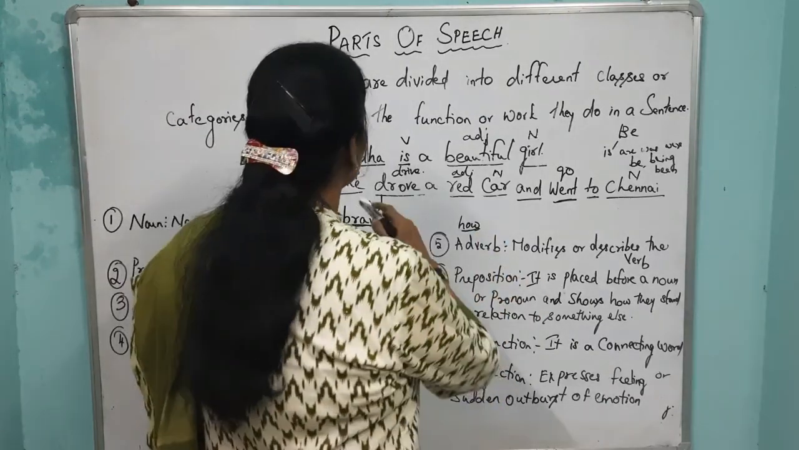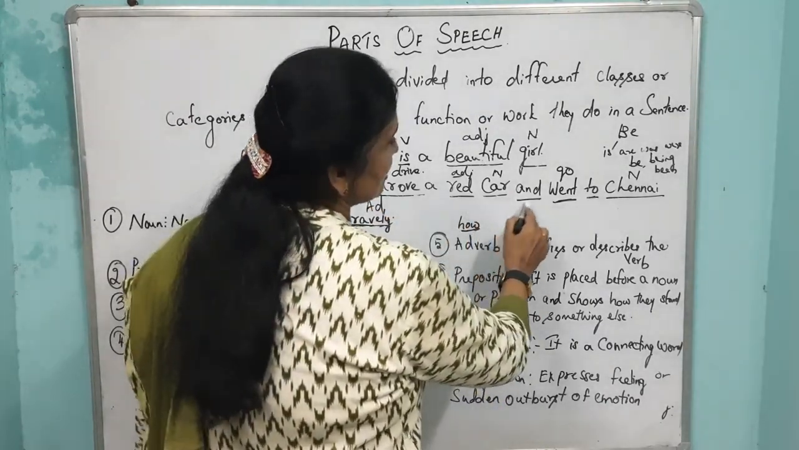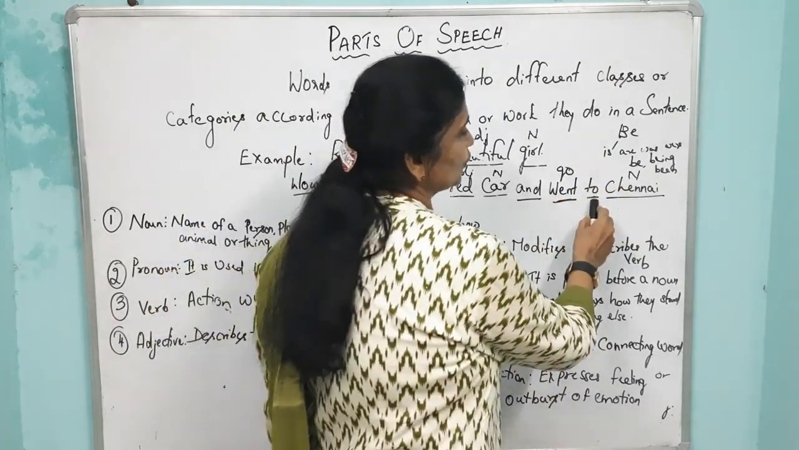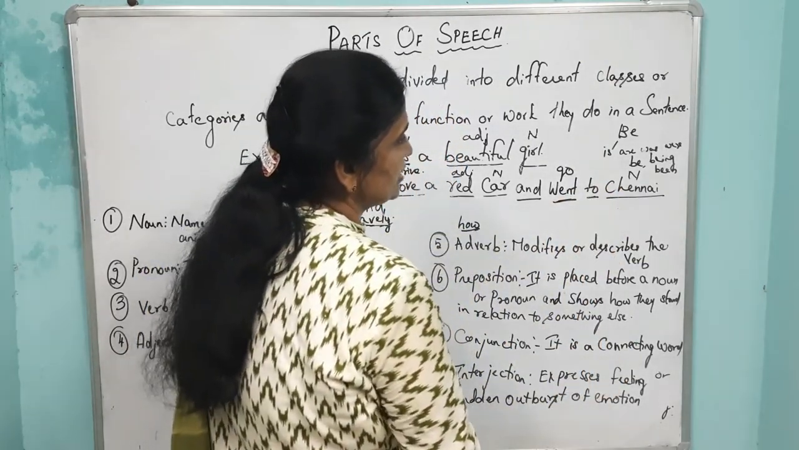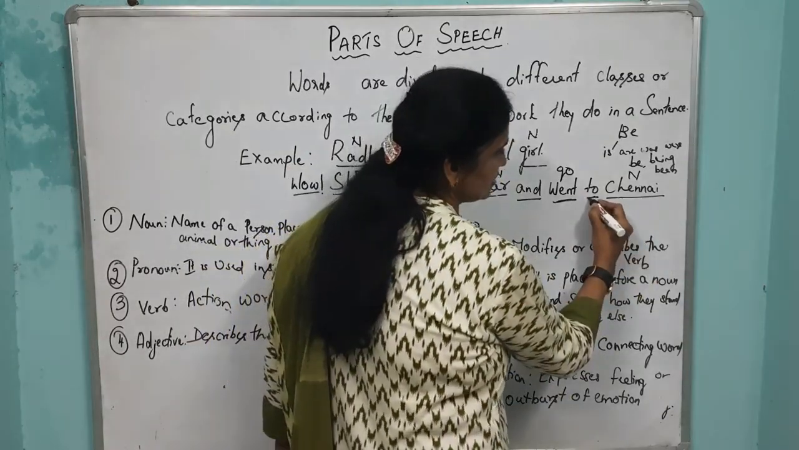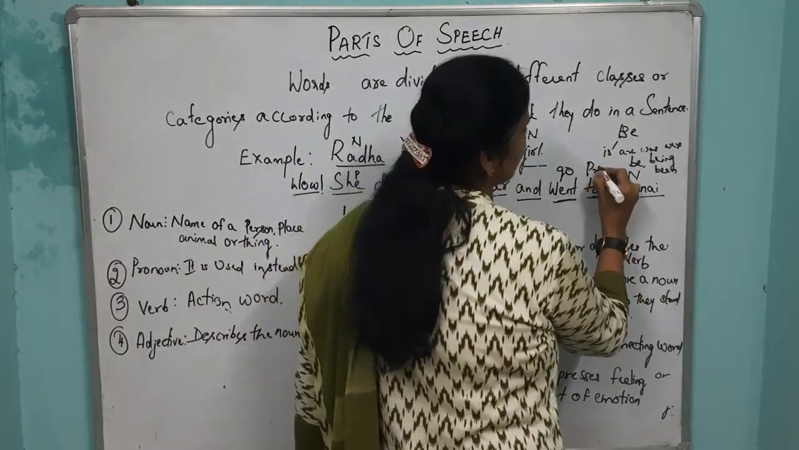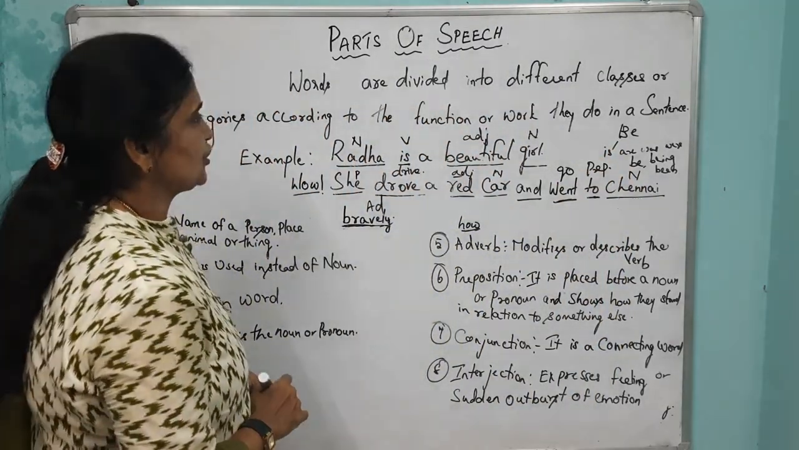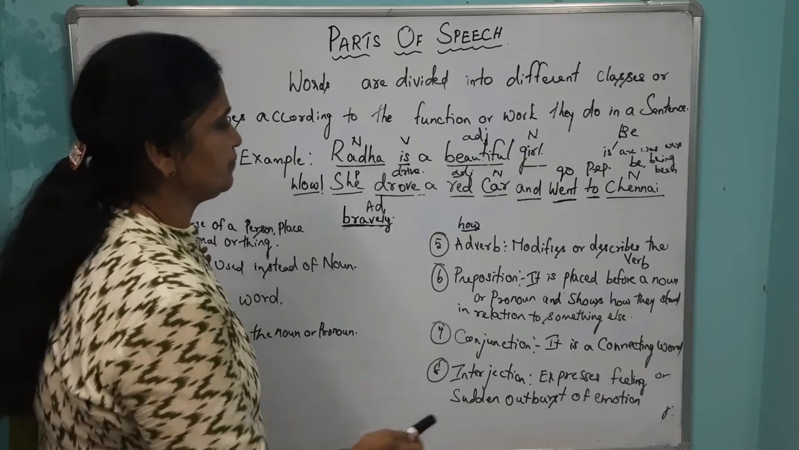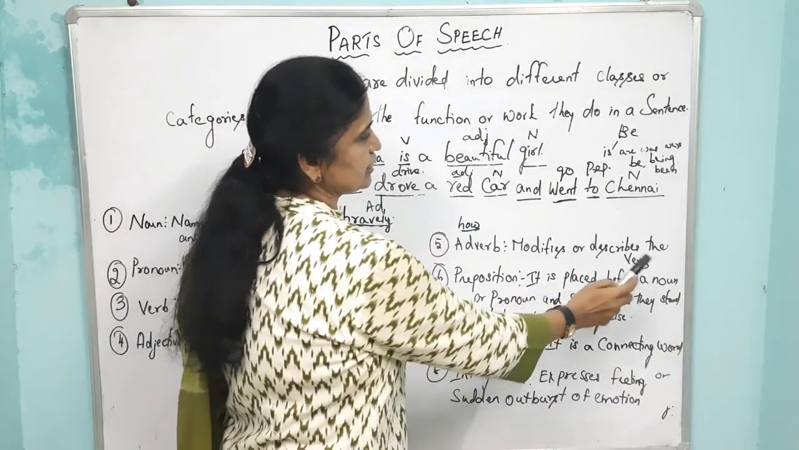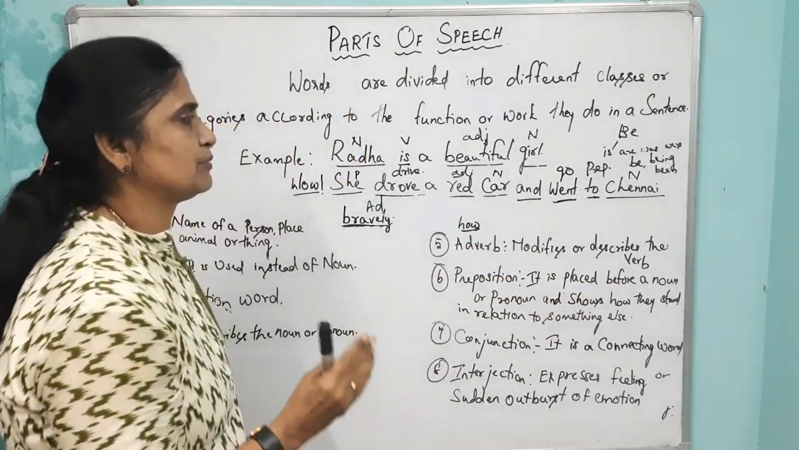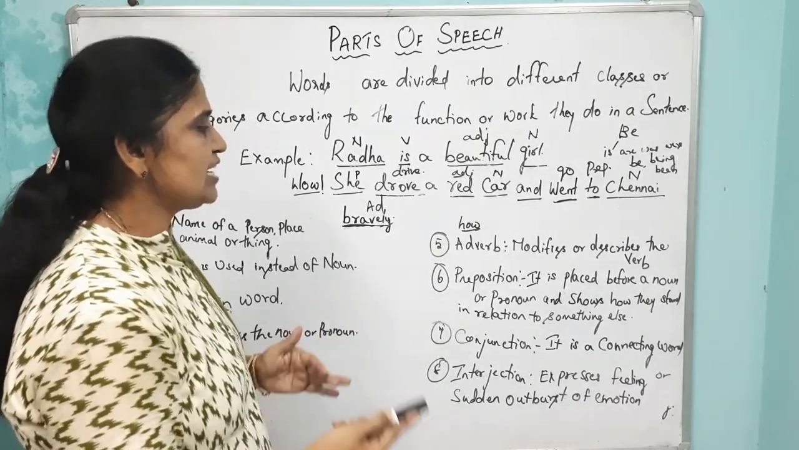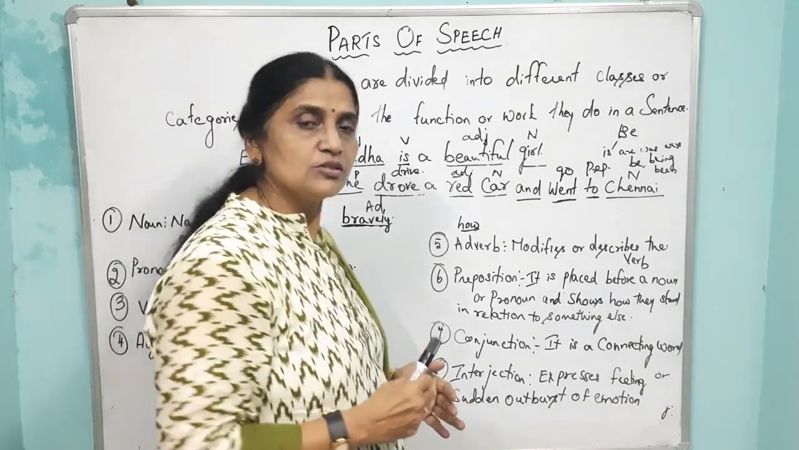For example, she drove a red car and went to Chennai. Where did she go? Went to, here. So that is the relationship: went to Chennai, towards Chennai. So this is a preposition here. Got it? She went to Chennai. It is placed before a noun. Usually it is placed before a noun or a pronoun and shows how they are in relation to something else.